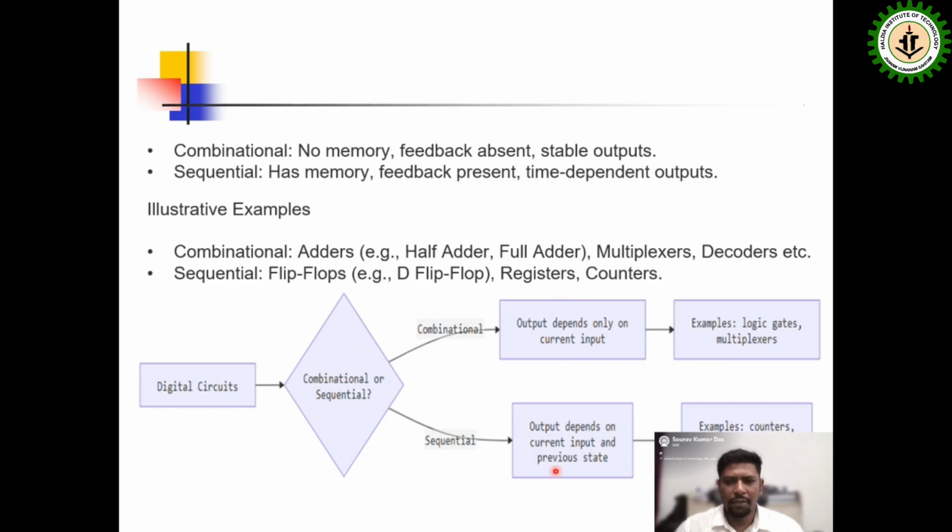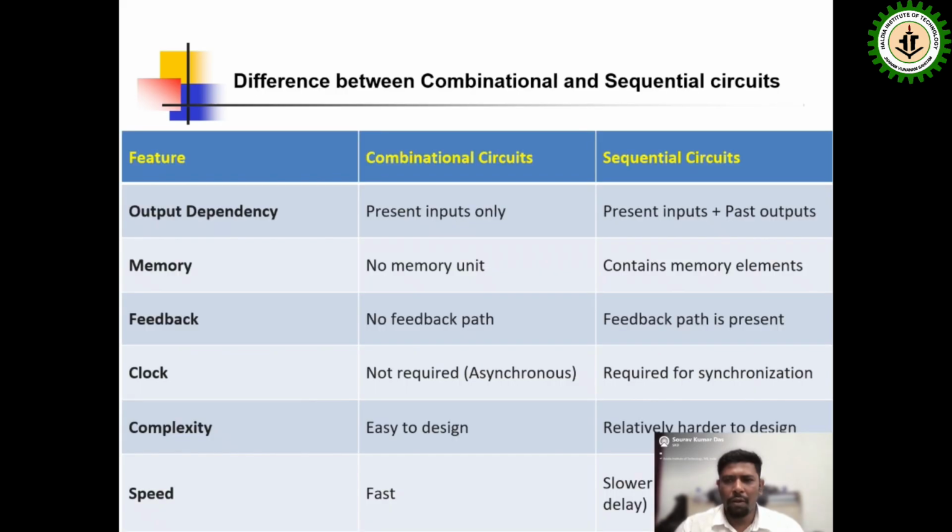Here is the block diagram representation of digital circuits, combinational and sequential. The combinational circuit is in this way, and in the sequential circuit the output depends on the current input and the previous state. This is an example, and this is the difference; some features are discussed here.